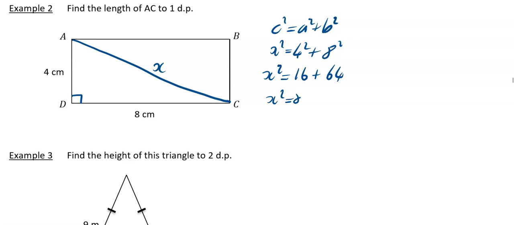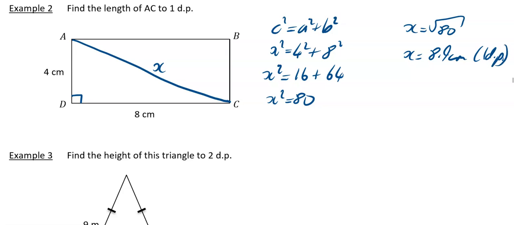x squared is equal to 80, which means x is equal to the square root of 80, which means x is equal to, and if you do the square root of 80, and I've gone to 1 dp, 8.9 centimeters to 1 dp because they've asked you for 1 dp in this particular question.